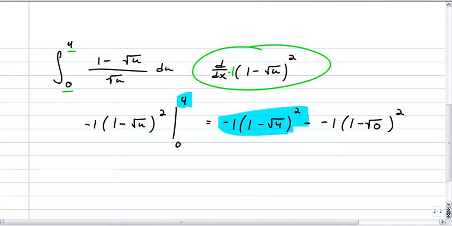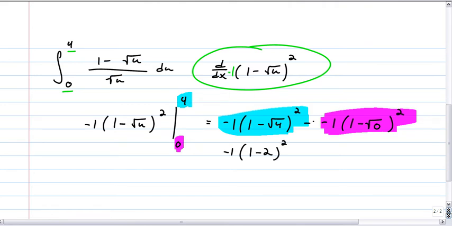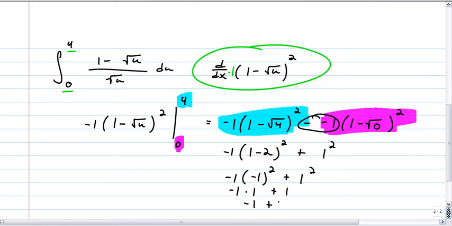Big F of the upper minus big F of the lower. So we clean that up and we go negative 1 times 1 minus 2 squared. Those will make a plus, so plus 1 squared. So negative 1 squared plus 1 squared. That's negative 1 times 1 plus 1. So negative 1 plus 1 equals 0. So the answer is 0 for 14.